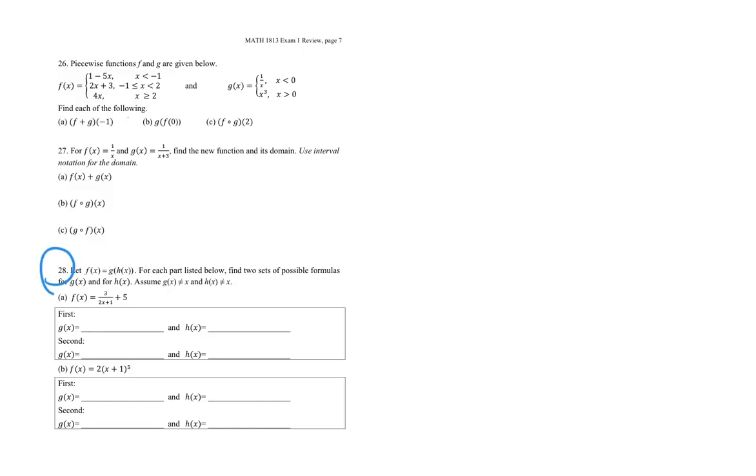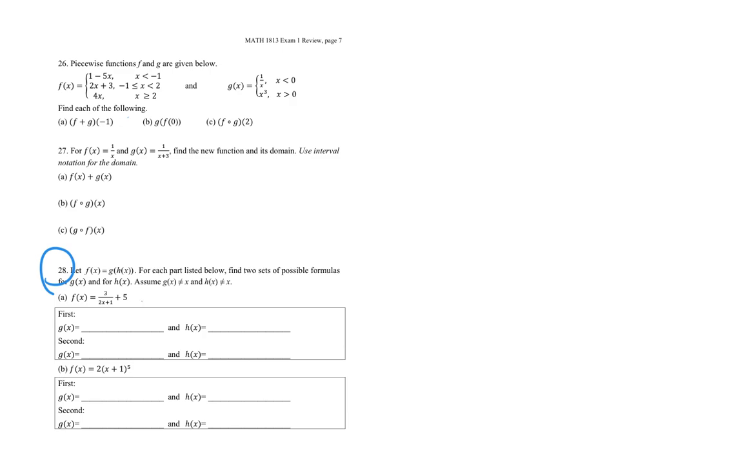Moving on to number 28. It says, let f of x equal g of h of x. So for each part listed below, find two possible sets of formulas for g of x and for h of x. So assume that g of x is not x and h of x is not x. So basically here we need to be thinking about what is our inside and outside function.